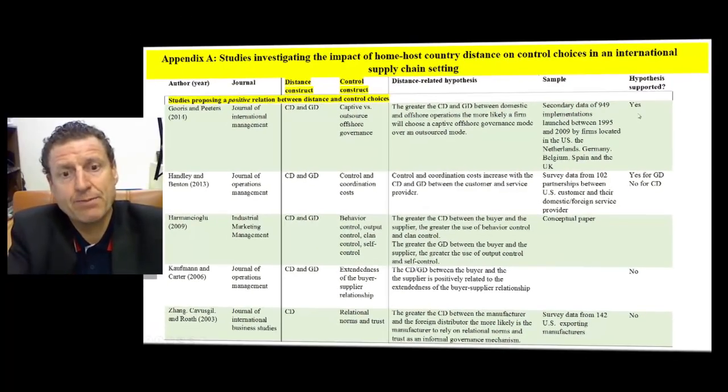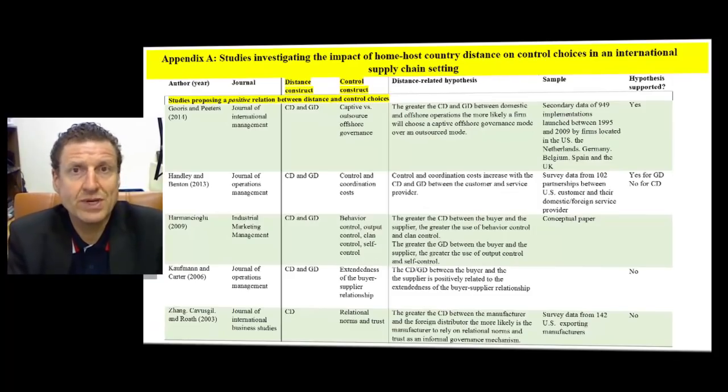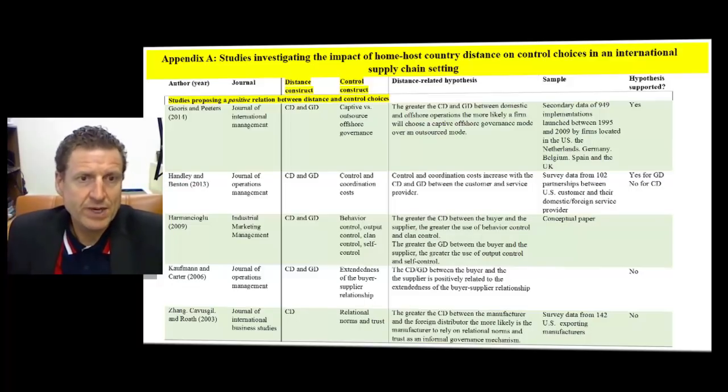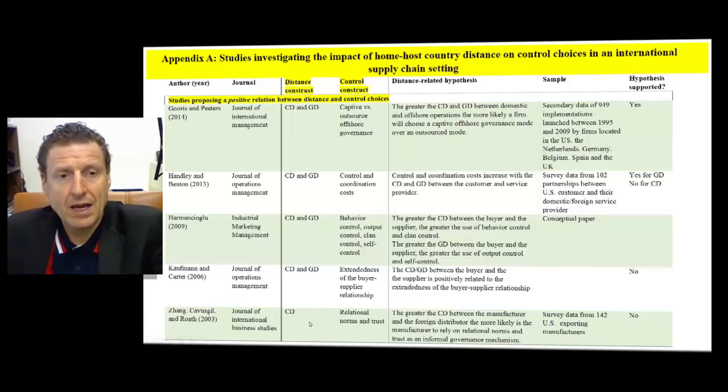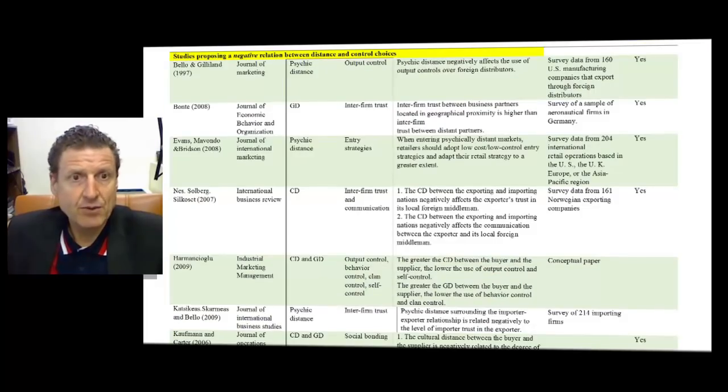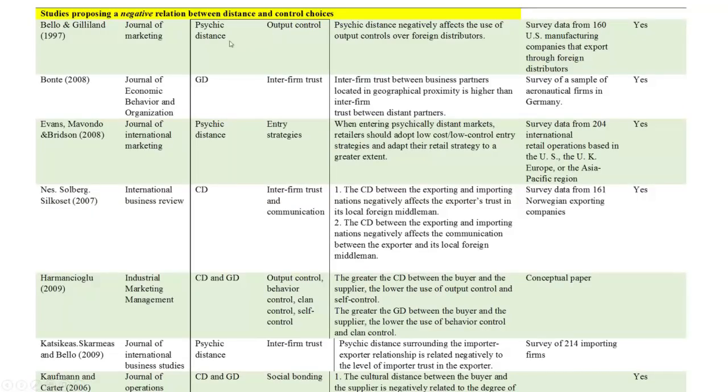So here is our third pass, and now we're starting to get some informative comparison between the different studies, because now we can say 1, 2, 3, 4 all looked at culture distance, and then number 5 looked at culture distance but not geographical distance. Now we go to the next stage. Those that looked at a negative relationship between distance, we can see that Ballo and Gilliland looked at psychic distance. Bonte 2008 looked at geographical distance, and as you can see, different studies have used different measures of distance.